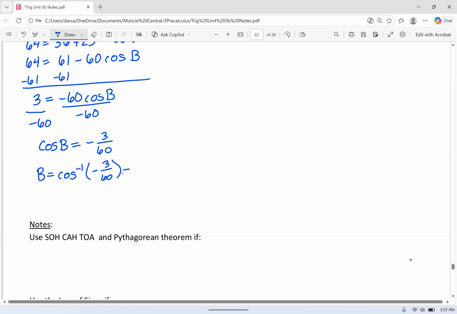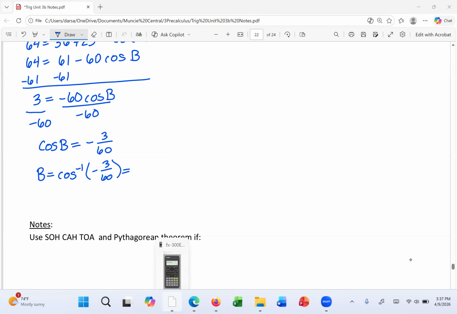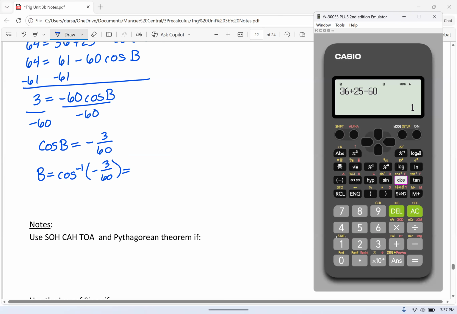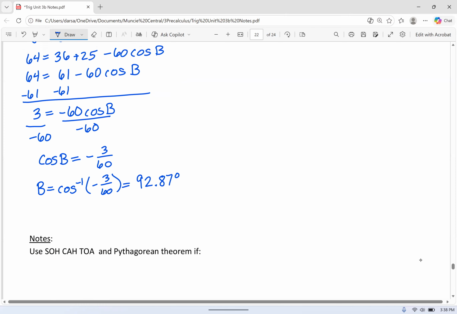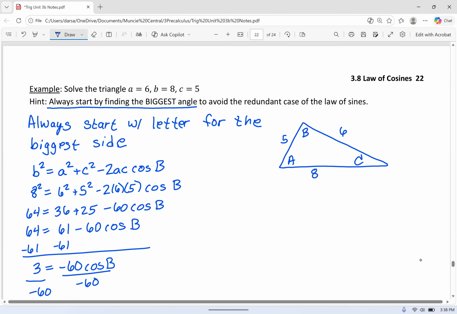And we will put that into our calculator. Cosine inverse of negative 3 over 60. And notice I didn't need to reduce that fraction. I could have, but it doesn't matter because I'm just sticking it into a calculator and I get 92.87 rounded properly. So this is 92.87 degrees. Okay. Now that I know that big B is 92.87 degrees, what can I do on this picture?